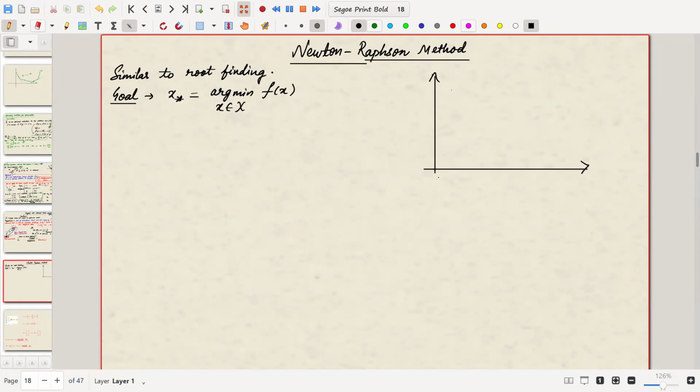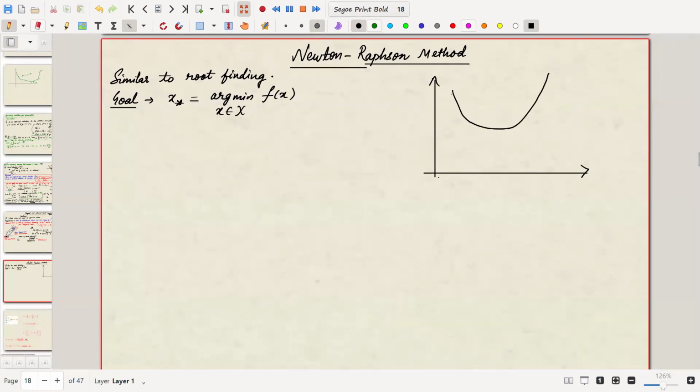Suppose you have this function over here, y equals f of x. This is y, this is x. My job is to find what value of x minimizes f(x). What should be the value of x? From this figure, which value of x minimizes the function?